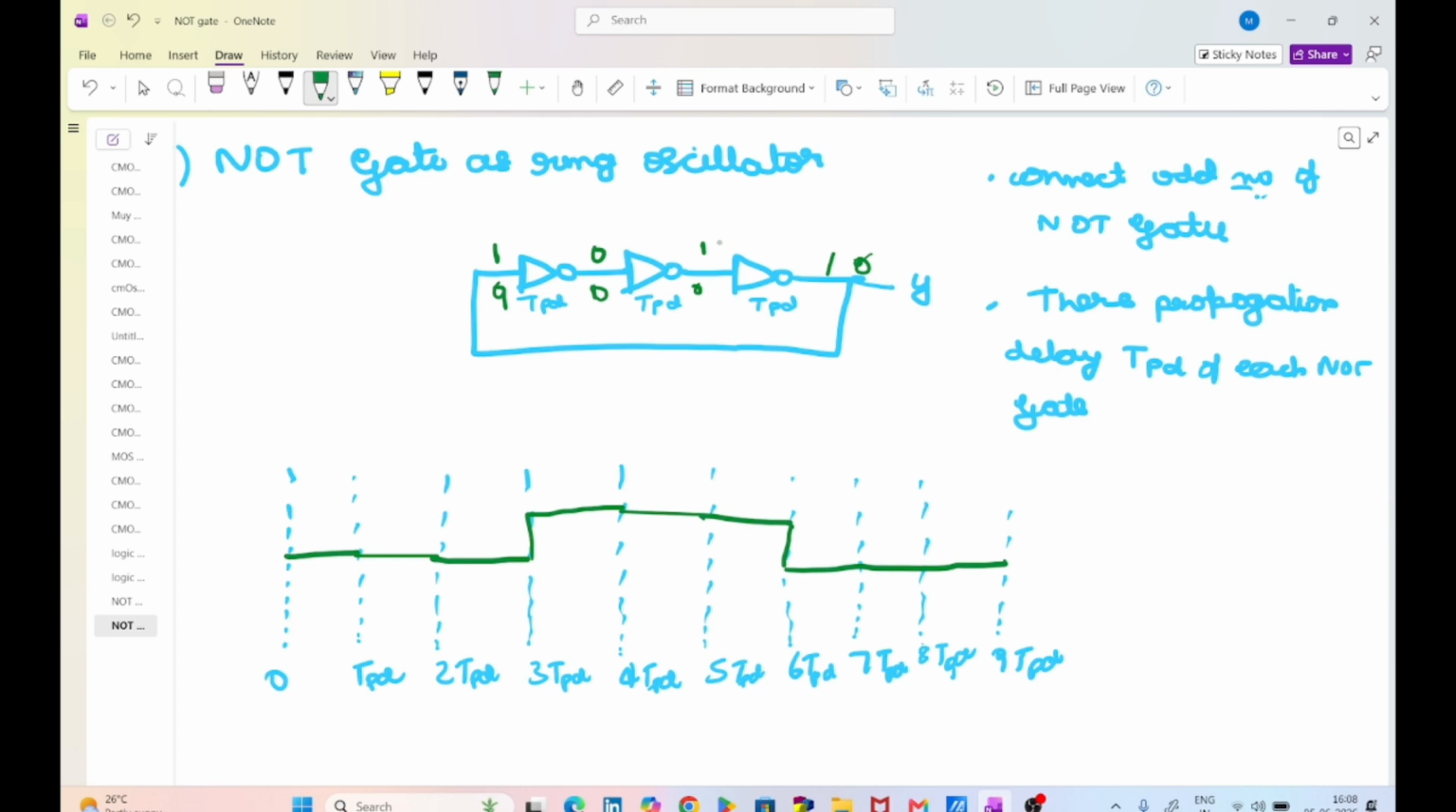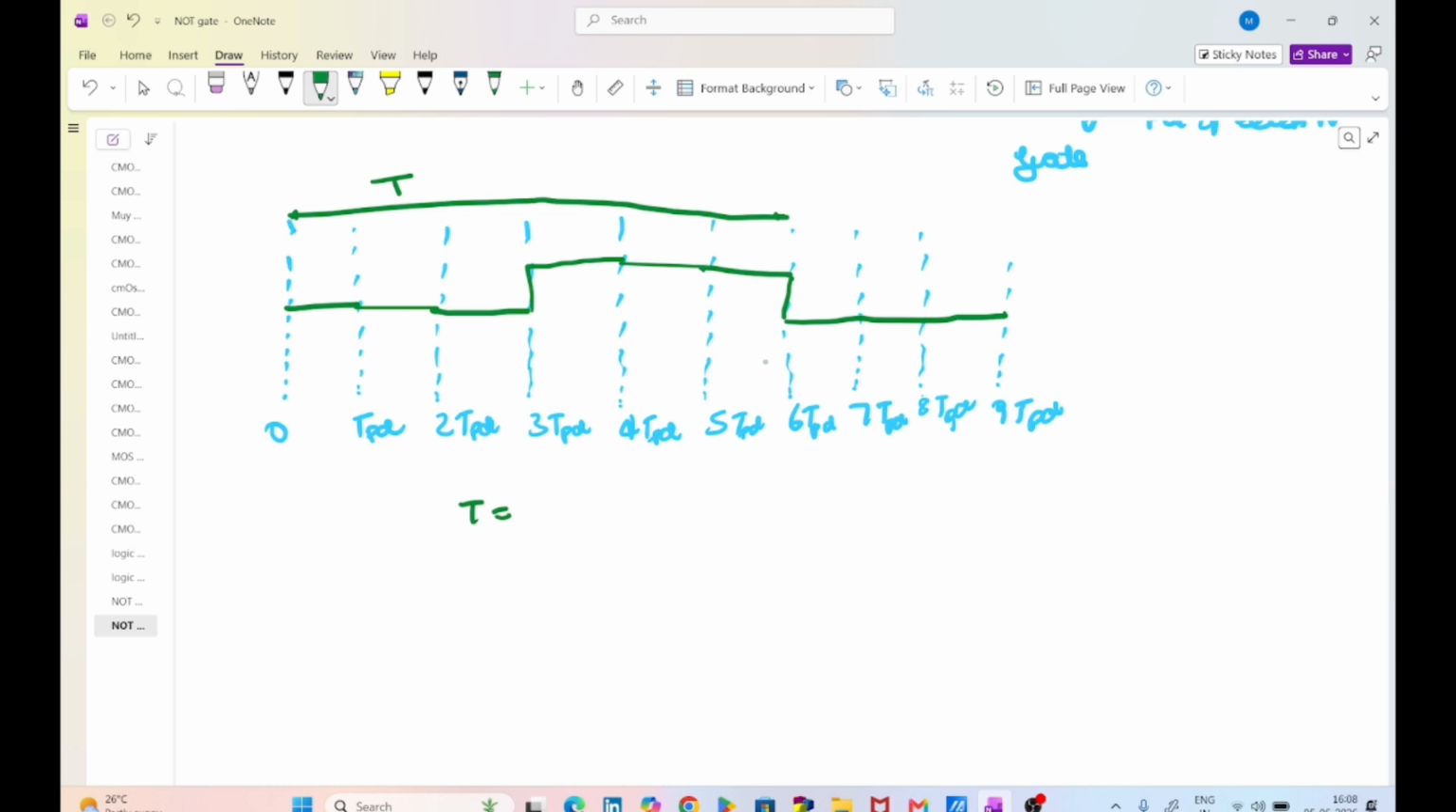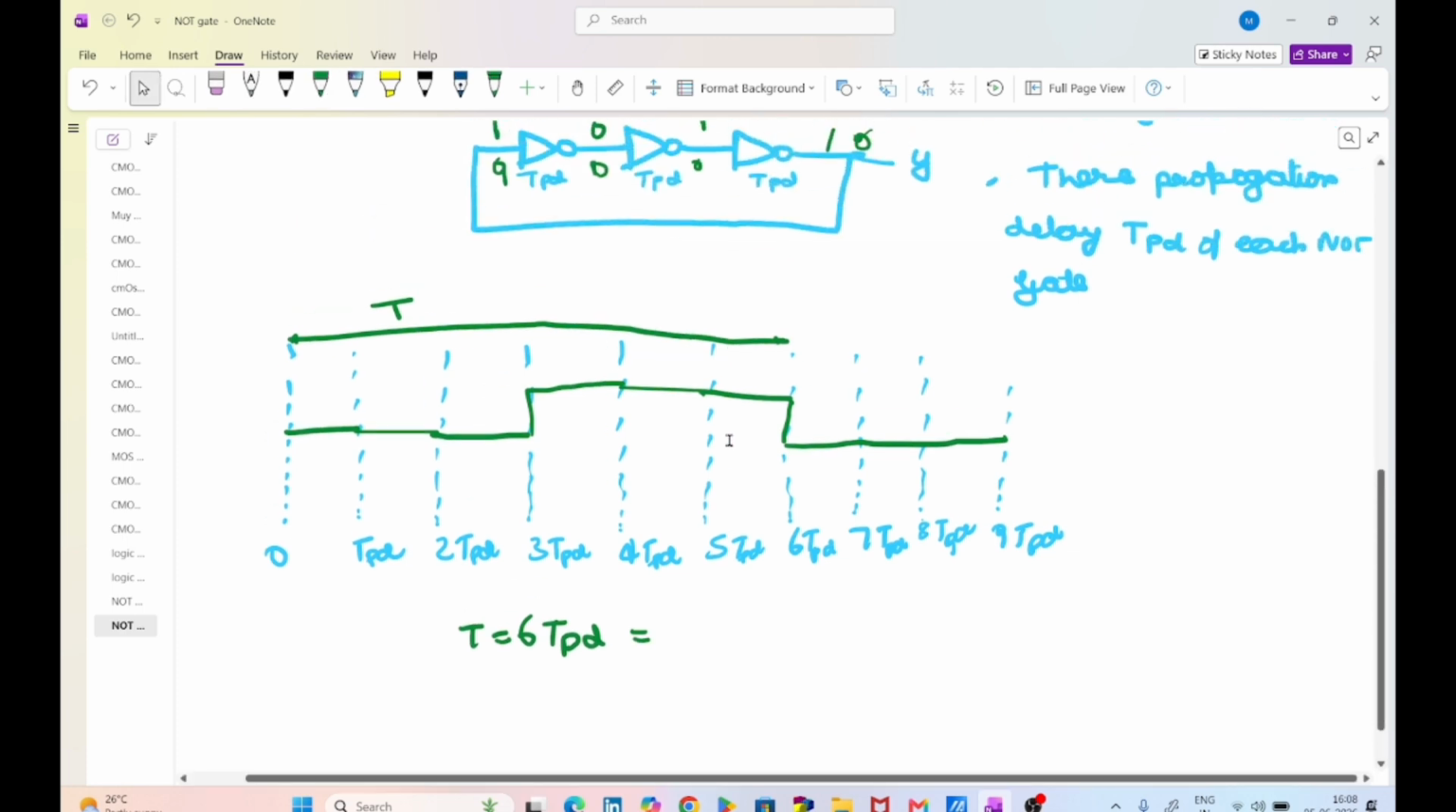We know that the time period is 6 TPD because it completes one cycle at that place. The time period is represented by T. Let T be equal to 6 TPD. We can write this also in terms of how many inverters we use, that means how many NOT gates. 3 NOT gates, right? Let us write 2N TPD, where N is the number of NOT gates. That's it.